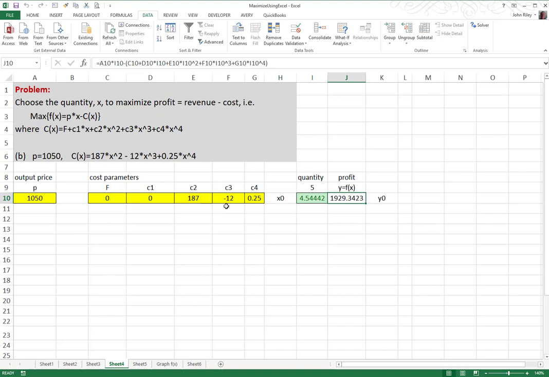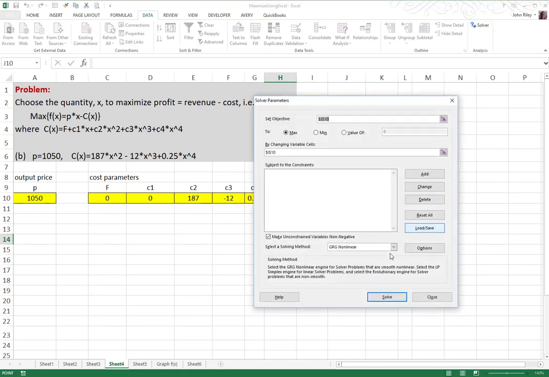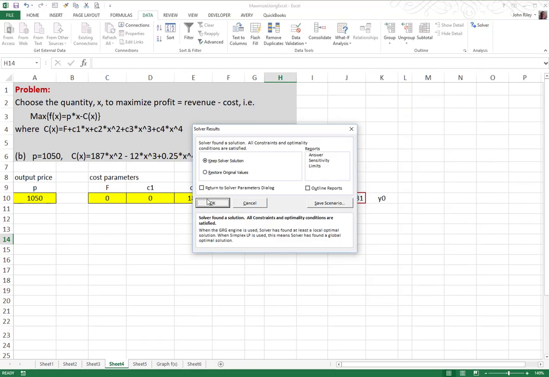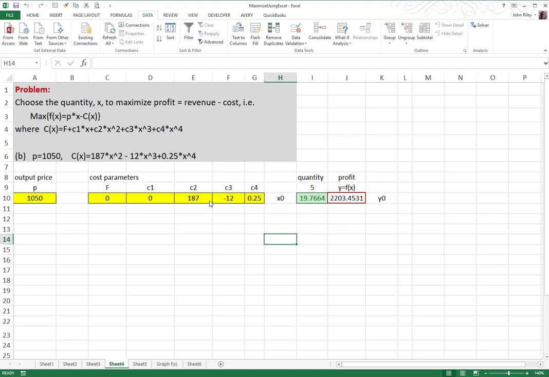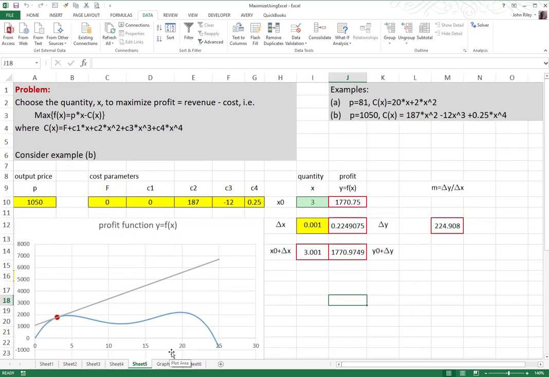OK, it seems like the solution, but I'm going to try another starting point. Suppose we start at 21, all right? And then we try and use Solver again. Solve. OK. We have a different answer. What's going on? Well, here's the answer. We should have drawn the curve. I haven't shown you how to draw these curves, but I will do so in the next video. But right now, we're just trying to understand issues with Solver.